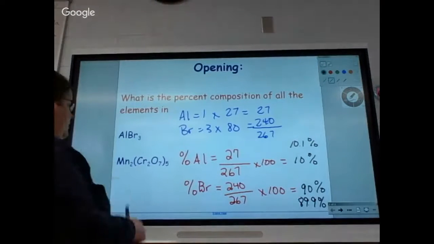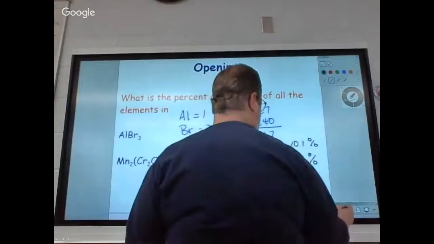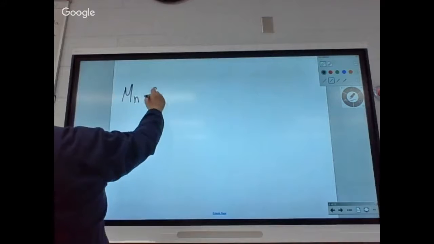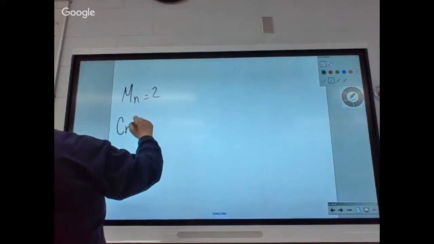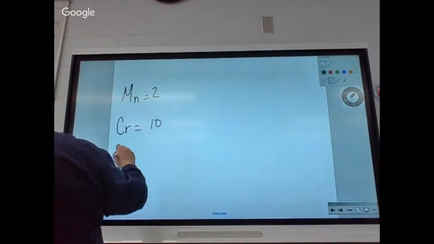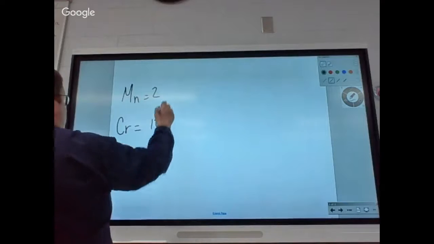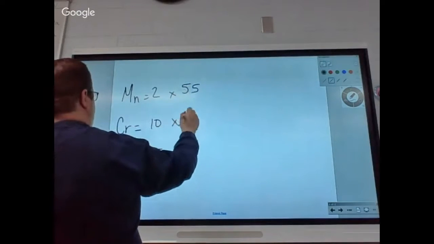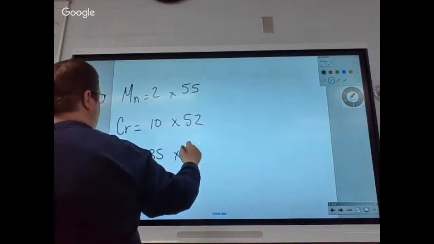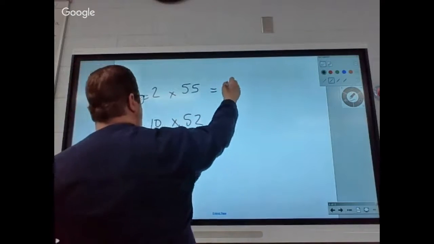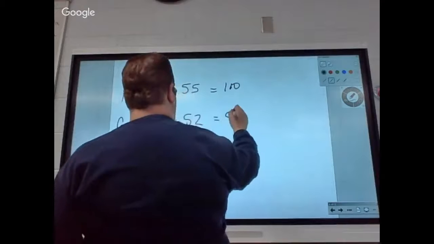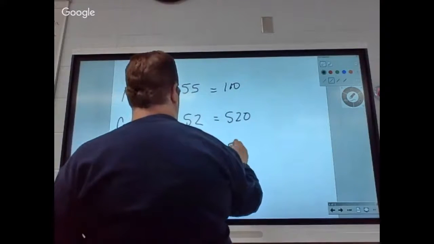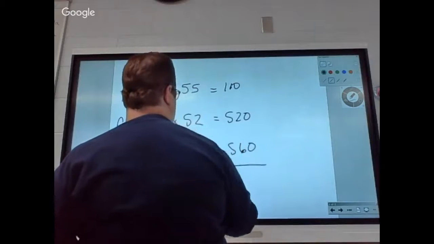Okay. For the second one, to solve, how many Mn do we have? How many Cr? And how many O's? Times the mass of that one, we'll just say 55, 52, 16. So what's that going to be? 110, 520, and what's this one? 560? Add it up, what do you get?